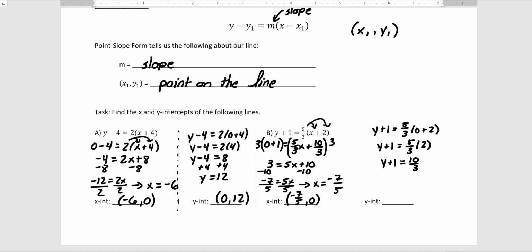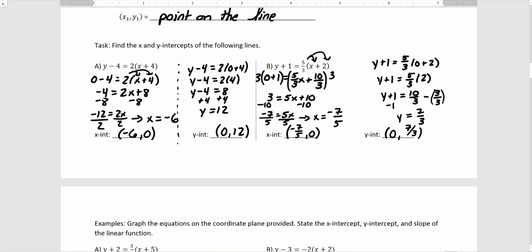And then I can subtract 1. So I'm going to subtract 1 from here. As a fraction, that'd be 3 over 3, right? Alright, so I would get y equals 7 over 3. As a coordinate pair, write that as 0, comma 7/3. Check our work with those fractions on that one. Make sure we're understanding what's going on. And then let's move on here.